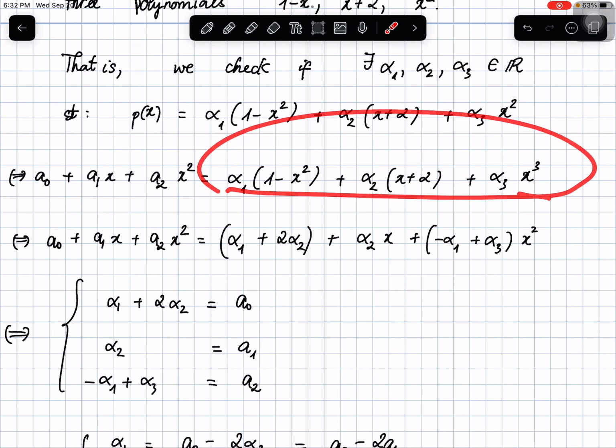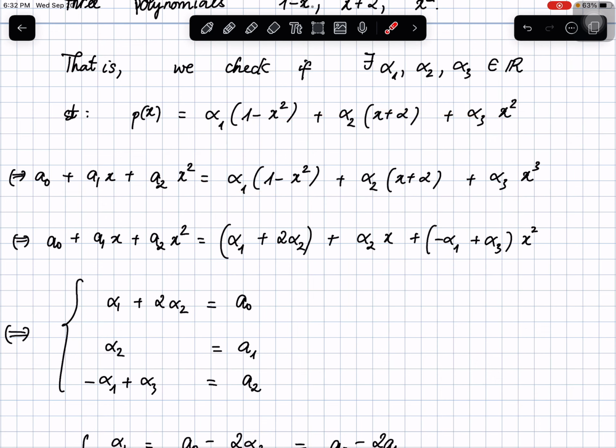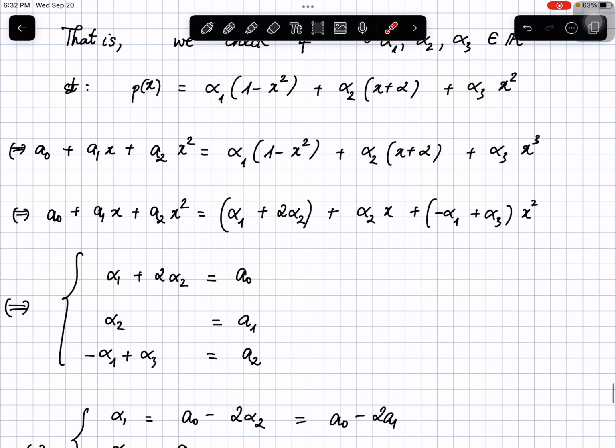This one we can transform to this form, that's a scalar plus another scalar times x plus another scalar times x squared. These two polynomials are equal if and only if the coefficients are the same. So a0 here corresponds to alpha 1 plus 2 times alpha 2. a1x corresponds to alpha 2 x, so a1 is equal to alpha 2. a2x squared corresponds to minus alpha 1 plus alpha 3 times x squared, so these two coefficients are equal.